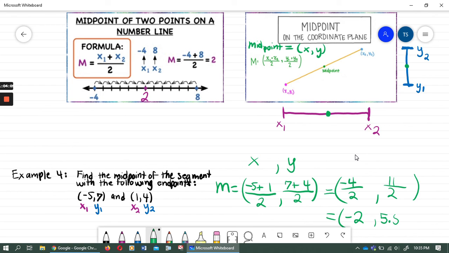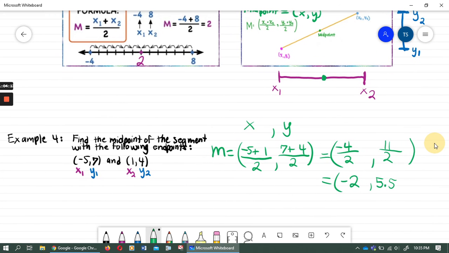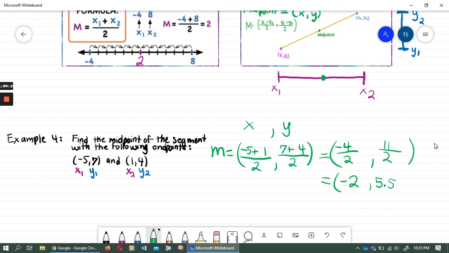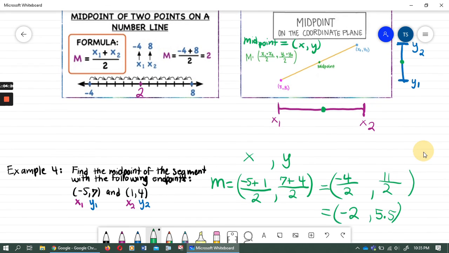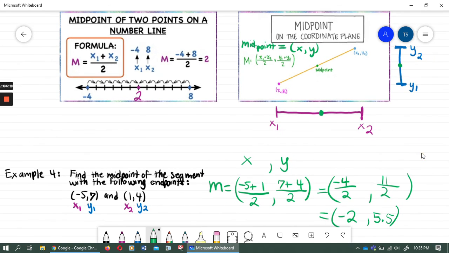You can either leave it as that fraction of 11 halves, or most of you will probably just want to divide it. It's the same thing as just leaving it as that fraction, 11 halves. But anyway, that's the midpoint here. If we had those two points, that would be our midpoint, using that midpoint formula that you see right there.